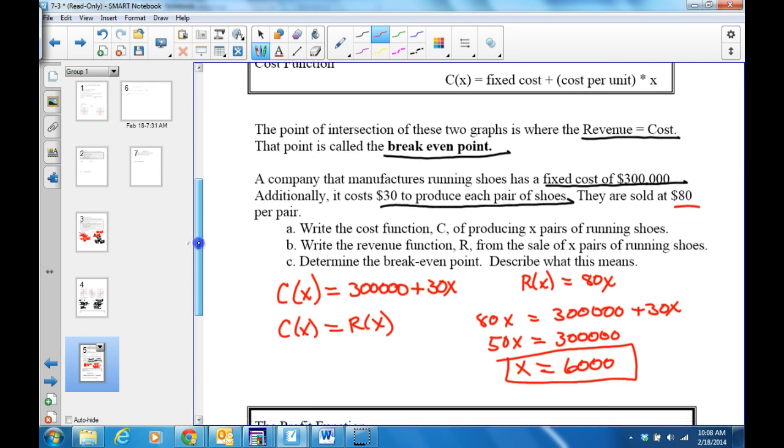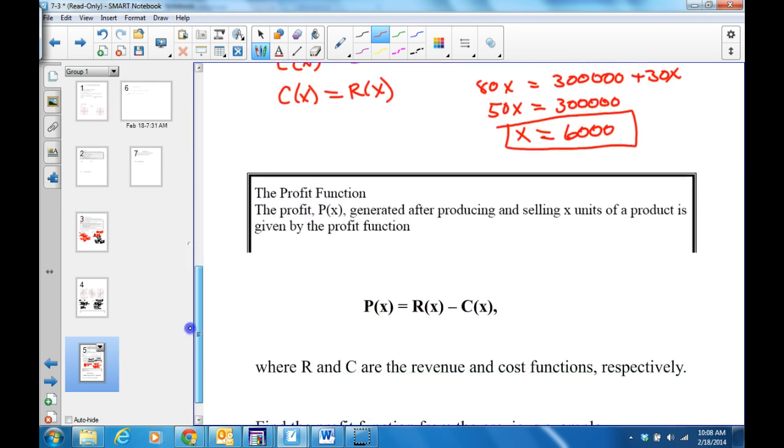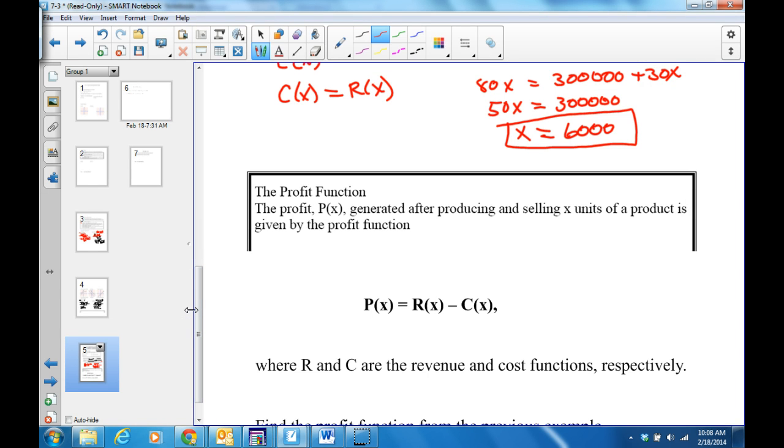The next part of this is to figure out what is the profit function, okay? So the profit function is always taking the revenue minus the cost. We're going to write this out as a function. First of all, our revenue amount was 80X, right? Minus our cost function, which was 300,000 plus 30X. That would be our profit function. If I put this together, I'm going to end up with 50X minus 300,000, because the negative goes through here.